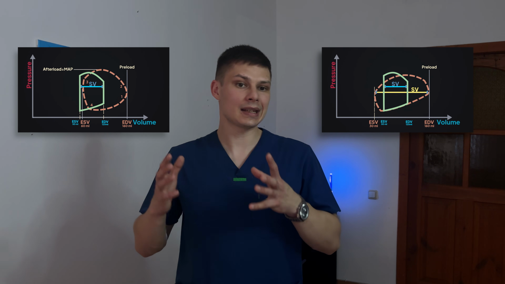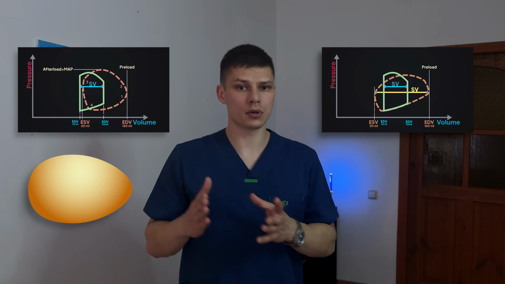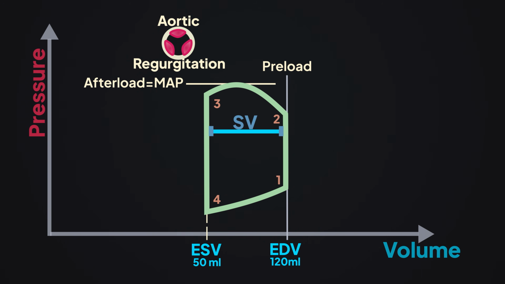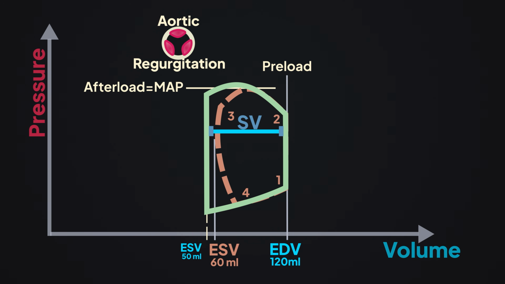Now look at the regurgitation graphs. They have a unique egg shape that you will never confuse with anything else. But how do you tell them apart? Let's start with aortic regurgitation. The main problem here is that the exit door doesn't close properly. At point 3, the aortic valve should be shut, but it's leaking. As the pressure drops, blood starts flowing back into the ventricle from the aorta.